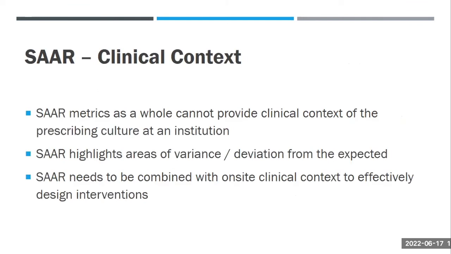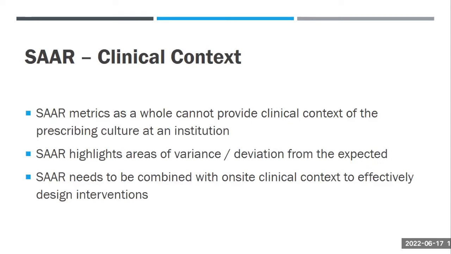The other thing would be the clinical context. The SAAR metrics as a whole cannot provide clinical context of the prescribing culture at that institution. SAAR highlights variance or deviation from what's expected, but it doesn't provide the clinical context. So it won't tell you that the deviation from expected is due to overprescribing for intra-abdominal infections. It still requires clinical context, involvement of your stakeholders, potentially medication usage evaluations in order to determine what is actually driving the use that's greater than expected or the deviance from the national benchmark.